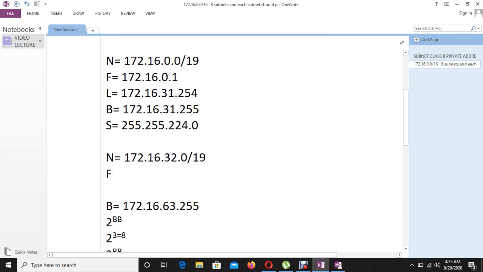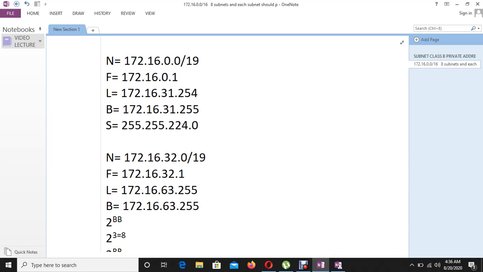So the first valid IP address here would be 172.16.32.1, and the last valid IP address would be 172.16.63.254. So that is exactly what we have. So we're gonna have our subnet mask, like I said before, also going to be the same, 224.0. Alright guys, so this is important that you know when you get your subnet mask.